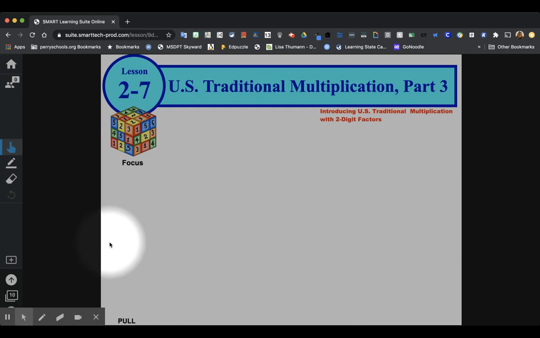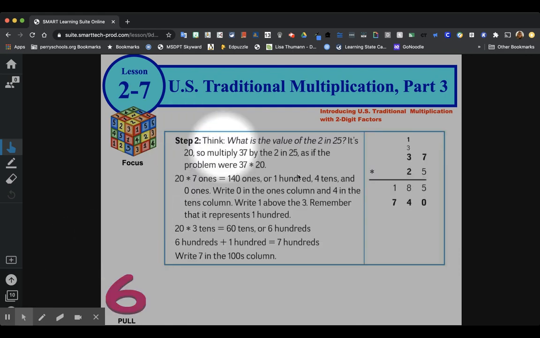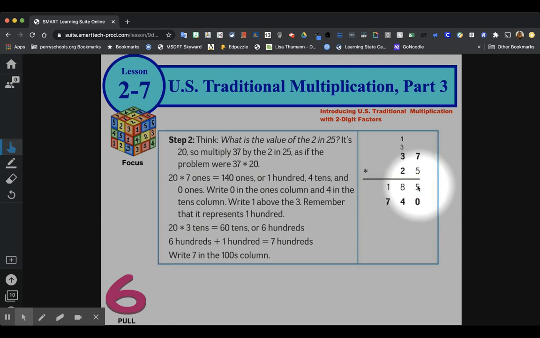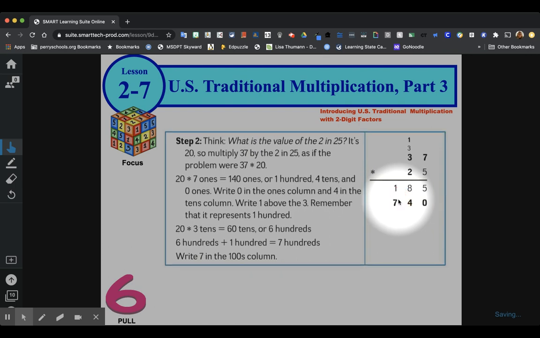Now, we're going to move on to step 2. And you can see that we've dropped down a line here. We were finished with this line. We're now moving on to this line right here. Sorry. Step 2, think about this. What is the value of the 2 in 25? Well, it's worth 20. So we're actually multiplying 37 times 20 as if the problem were 37 times 20. We're done with this 5 here.